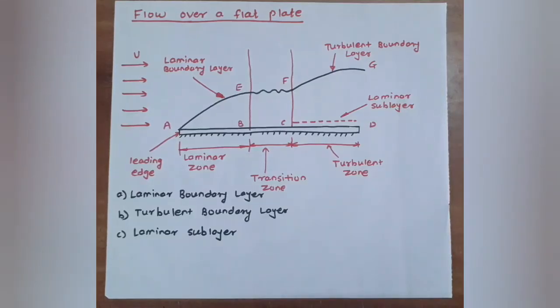The next important point is flow over a flat plate. When a real fluid flows over a fixed flat plate, the boundary layer is divided into three different sections: laminar boundary layer, turbulent boundary layer, and laminar sublayer.